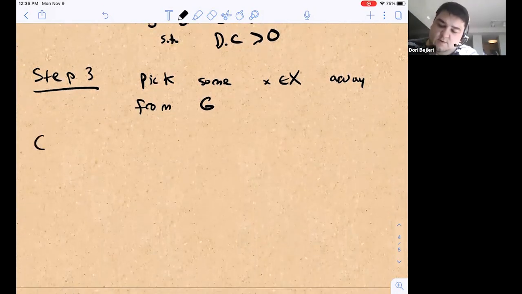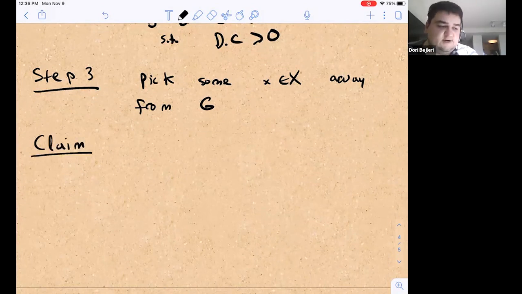So the claim is that there exists a divisor that's in the linear series that we care about, the linear series that we know something about, with high multiplicity at this point.